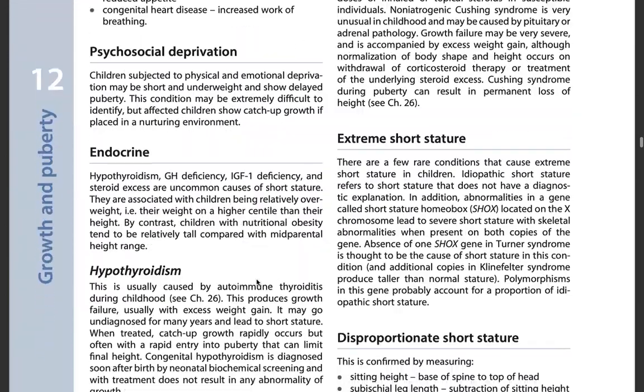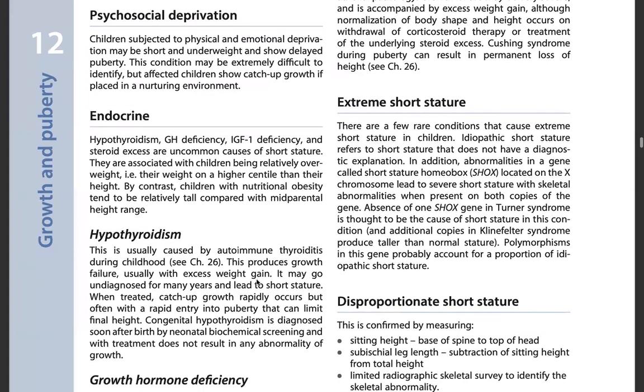Now, psychosocial deprivation. Children subjected to physical and emotional deprivation may be short and underweight and show delayed puberty. This condition may be extremely difficult to identify, but affected children show catch-up growth if placed in a nurturing environment. Endocrine causes: hypothyroidism, growth hormone deficiency, IGF-1 deficiency, and steroid excess are uncommon causes of short stature.